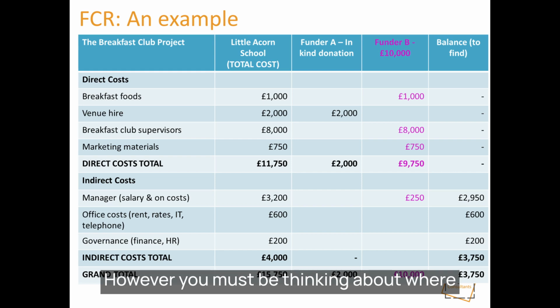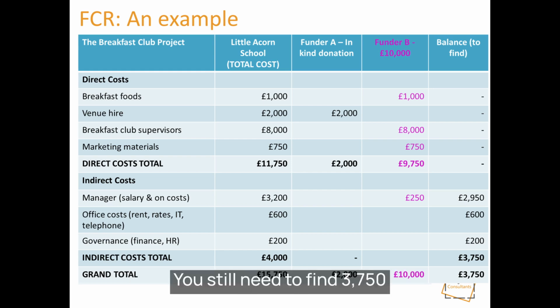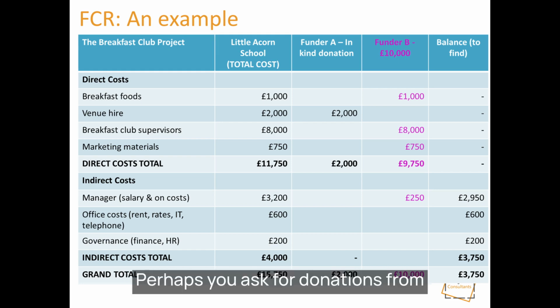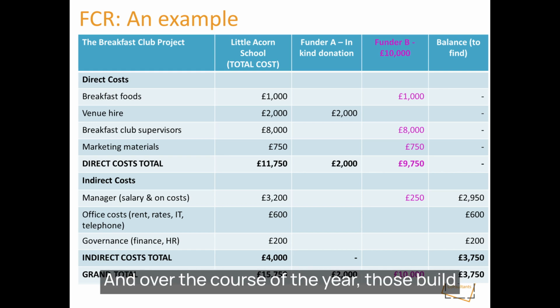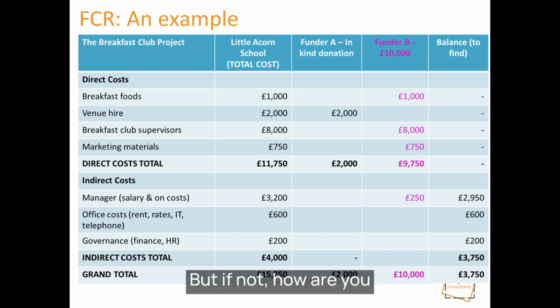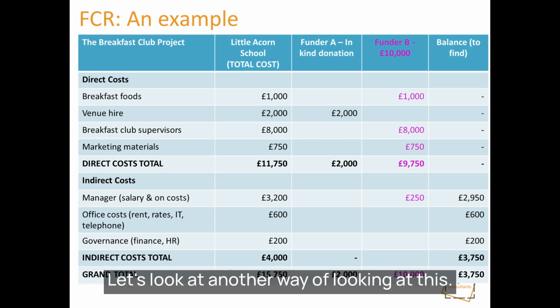However, you must be thinking about where you're going to raise the balance from. You still need to find £3,750 to run this project. Who can you get that from? Perhaps you ask for donations from parents who use the Breakfast Club, and over the course of the year those build up and you know that you'll be able to use that to cover that balance left to find. But if not, how are you going to cover those costs? Let's look at another way of looking at this.